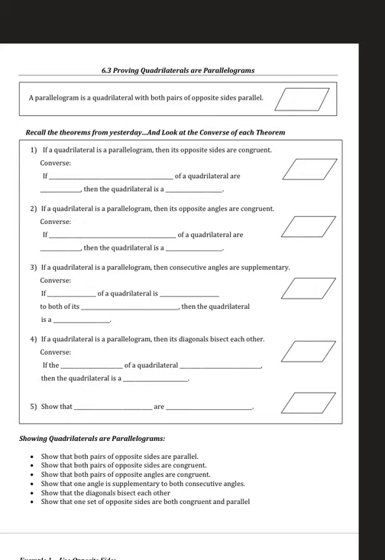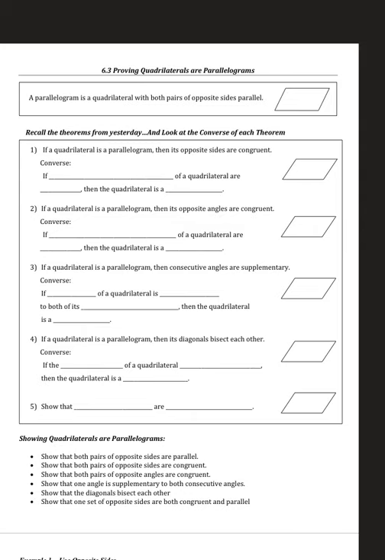All right, so today we're going to continue on with parallelograms. So if you've been keeping up, you just learned about the 5 properties of a parallelogram. So we know that if it's a parallelogram, then both sets of opposite sides are parallel, both sets of opposite sides are congruent, both sets of opposite angles are congruent, consecutive angles are supplementary, and diagonals bisect each other.